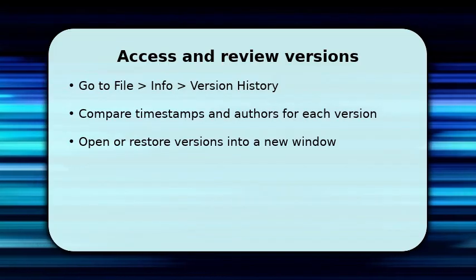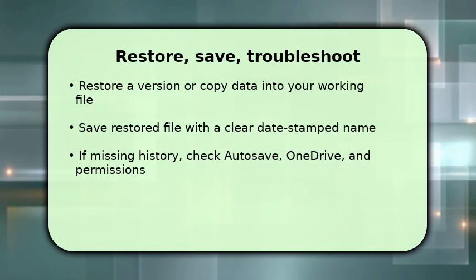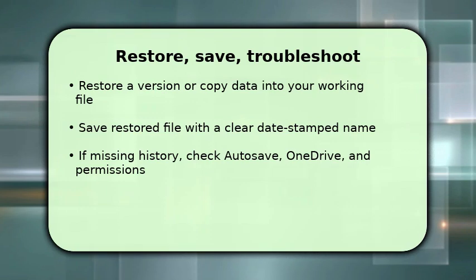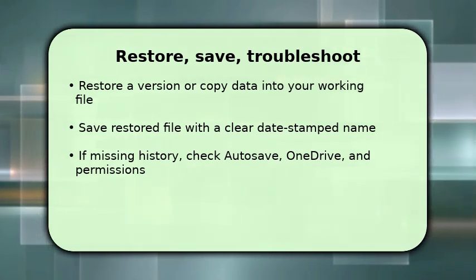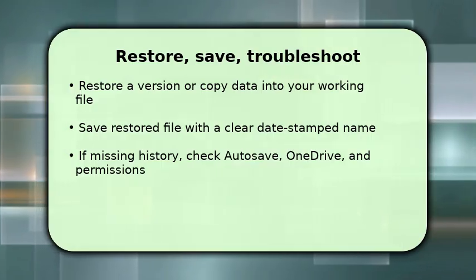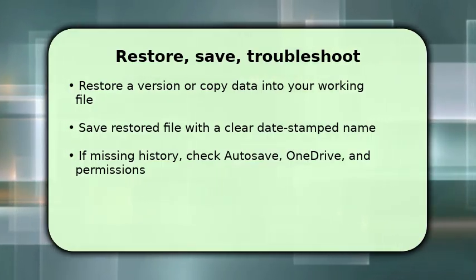Before concluding there's nothing retrievable, you can restore a selected version to revert changes or extract needed cells and paste them into your working copy. Restore when you're certain because it replaces current content. After restoring, save with a date-stamped file name so you keep a clear audit trail.